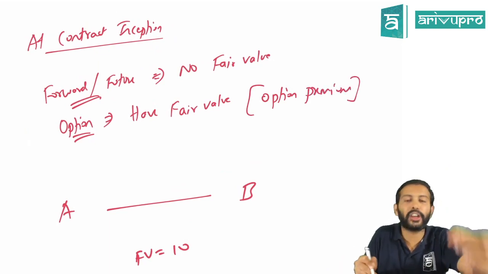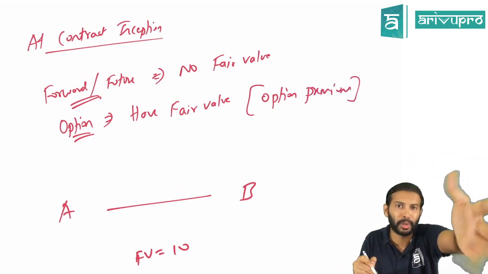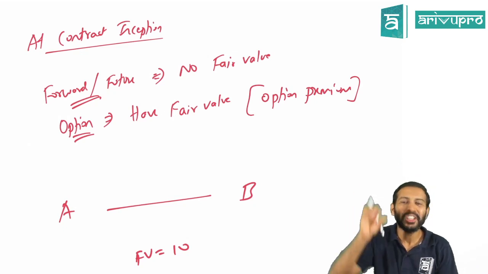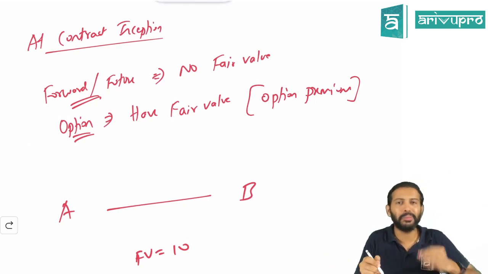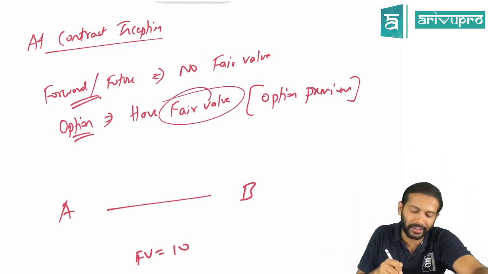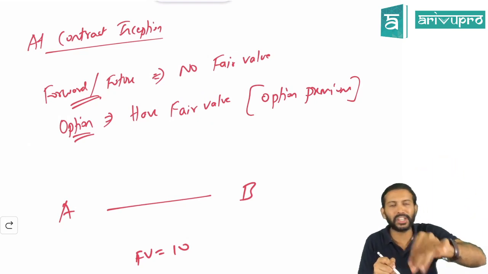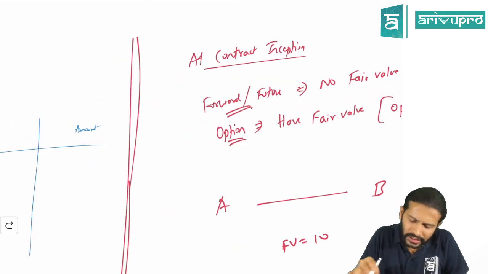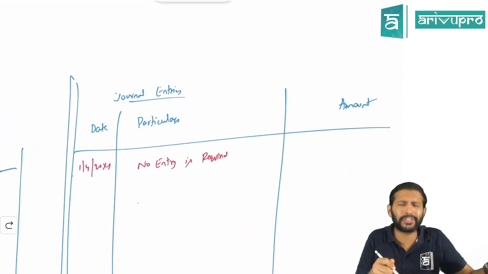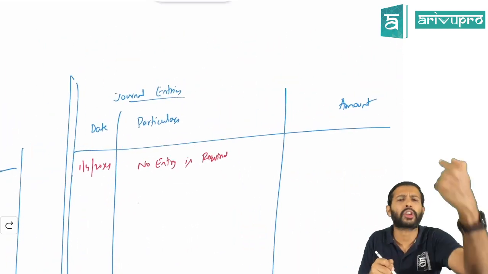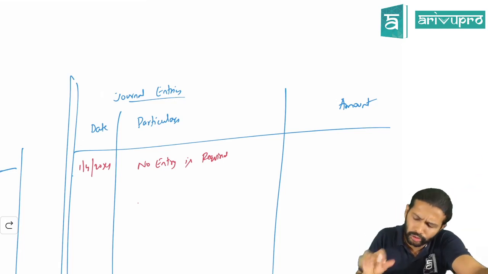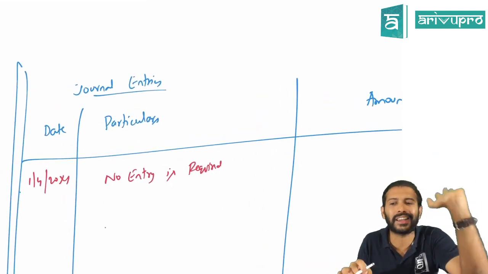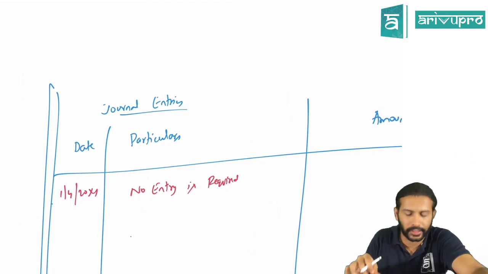The moment you enter into an option contract, you have to pay some premium because you have a back out option. Since you are paying that premium, the premium paid will become fair value. So we say option will have a fair value, whereas others will not. Got it? Since this is a forward contract, at contract inception it does not have fair value. So no entry is required on 1st April. Okay, that is the thing.